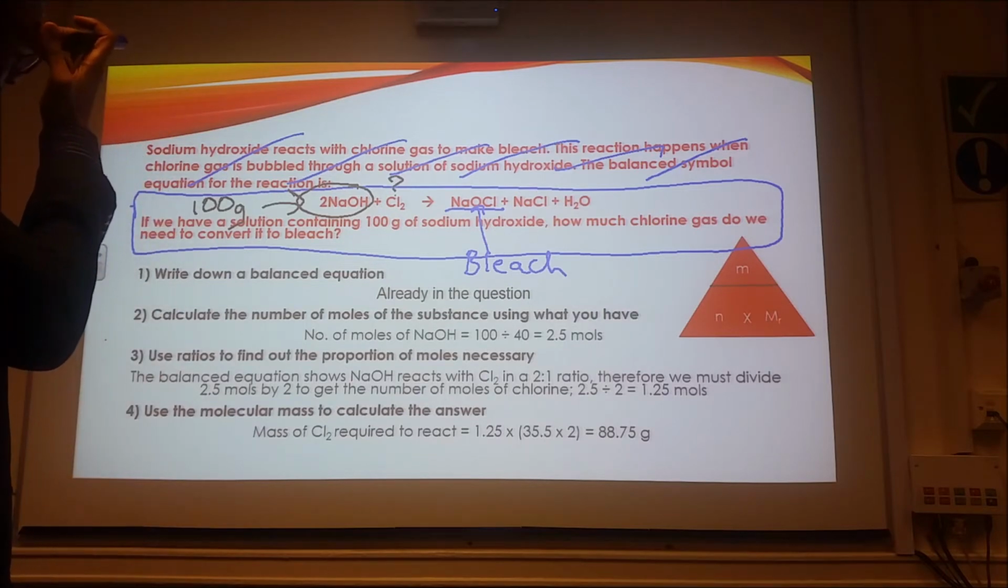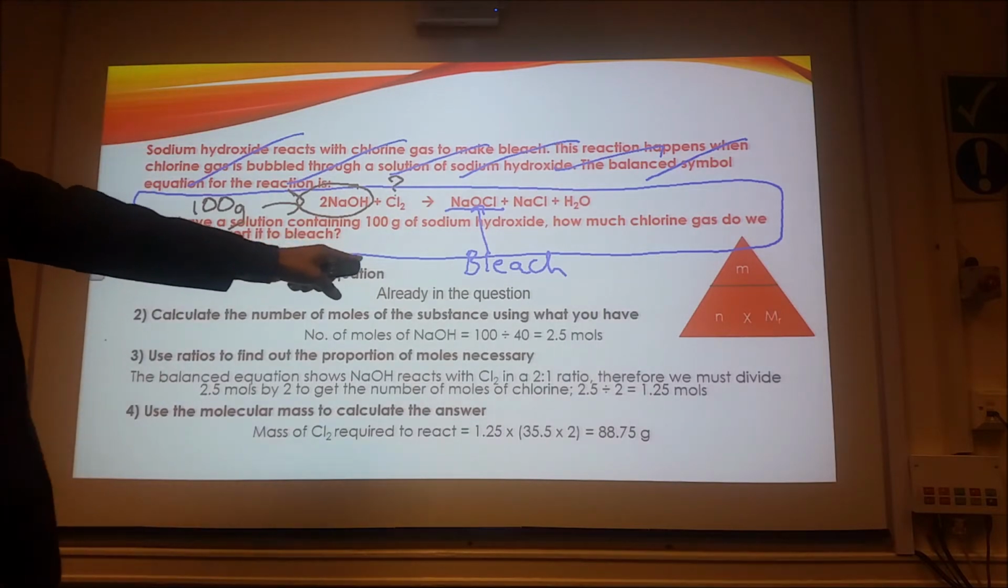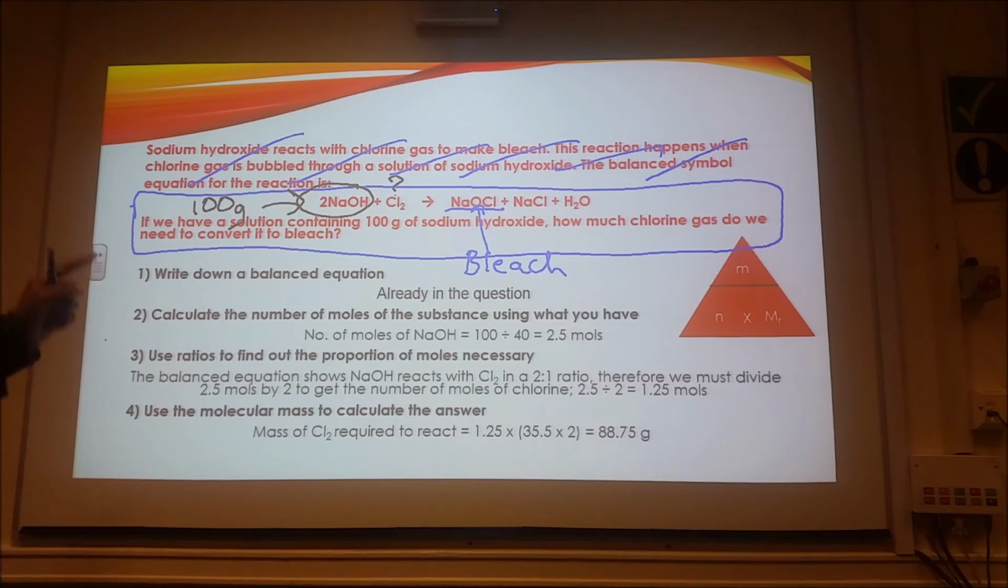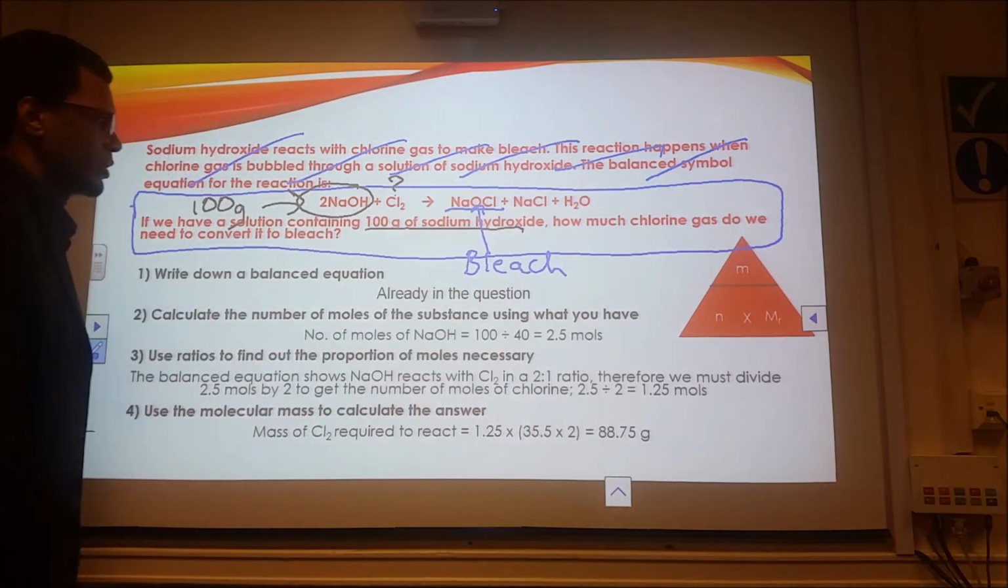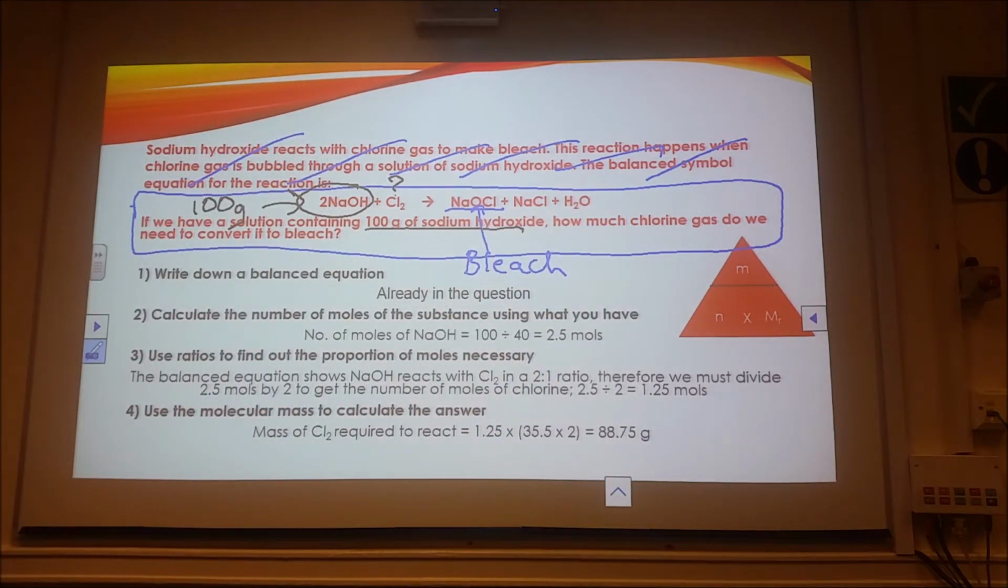So let's begin. We have our balanced equation, which is already in the question. The next step is to calculate the number of moles of the substance using what we have. So number of moles of substance, what we have, this is the only value in the question that gives us 2 things we can work with.